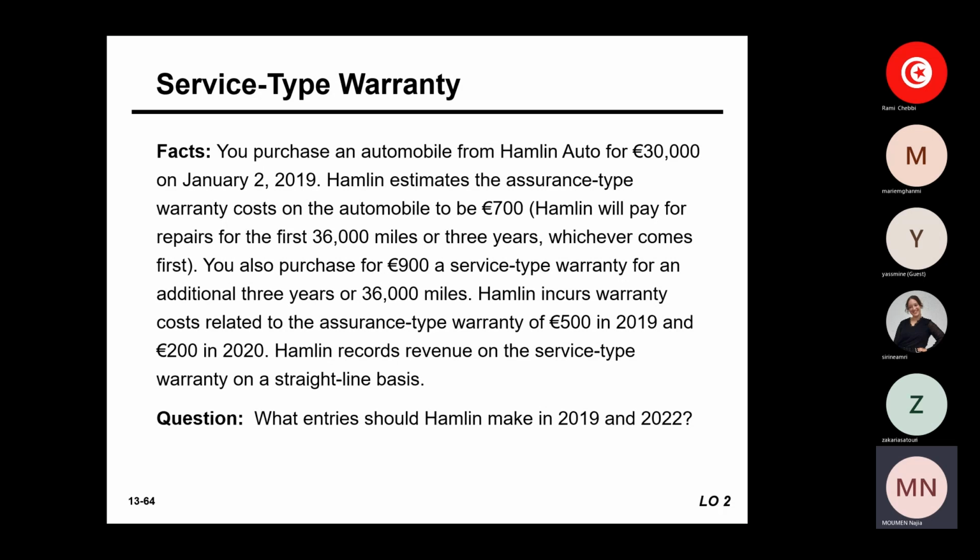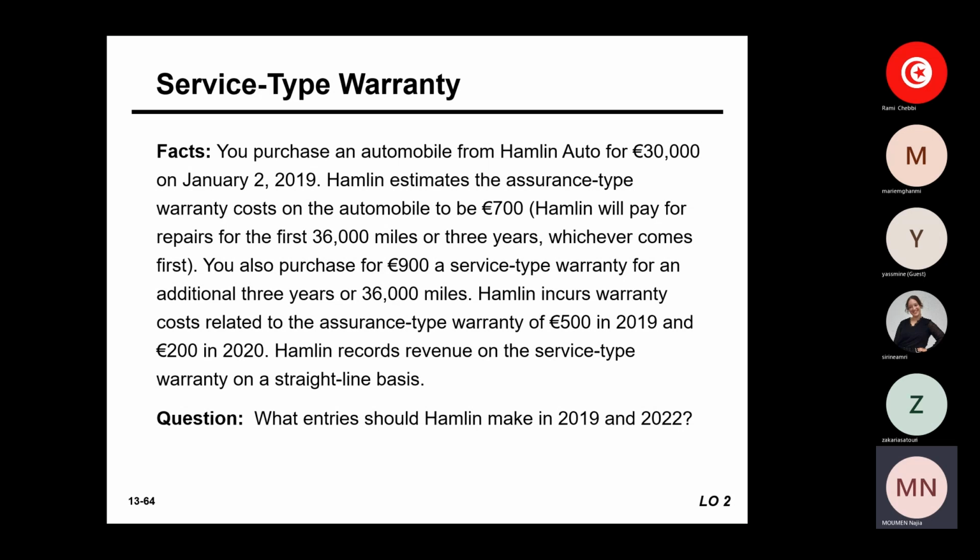But we have the situation where you purchased an automobile from Hamlin Auto for $30,000 in January 2019. Hamlin estimated the assurance type warranty cost on the automobile to be $700. So Hamlin will pay for repairs for the first 36,000 miles or 3 years, whichever comes first. You also purchase for $900 a service type warranty for an additional 3 years or 36,000 miles. Hamlin incurs warranty costs related to the assurance type warranty of $500 in 2019 and $200 in 2020. Hamlin records revenues on this service type warranty on a straight line basis. So what will be the entries that should be made in 2019 and 2022?